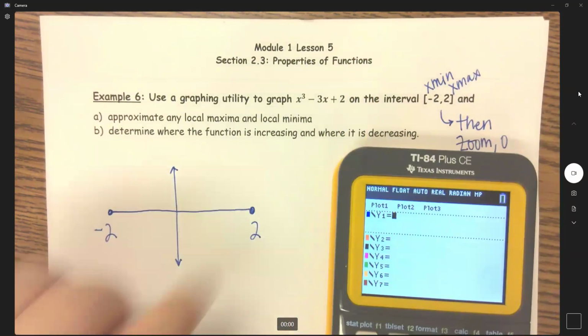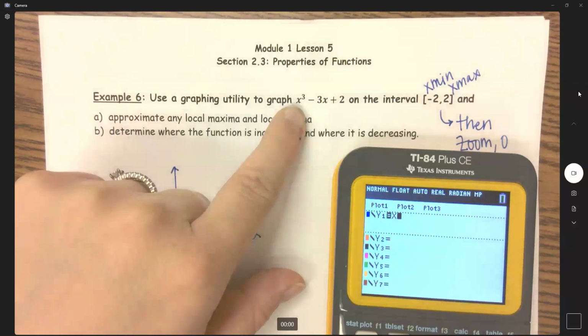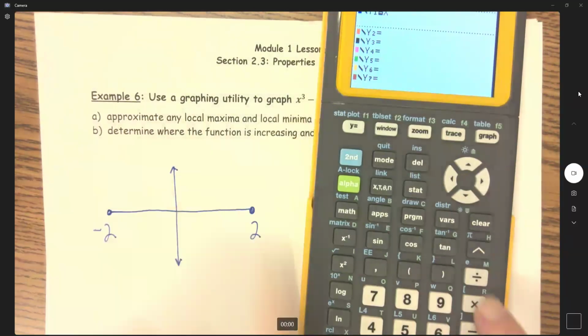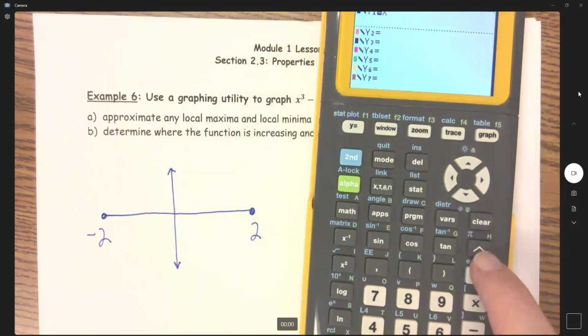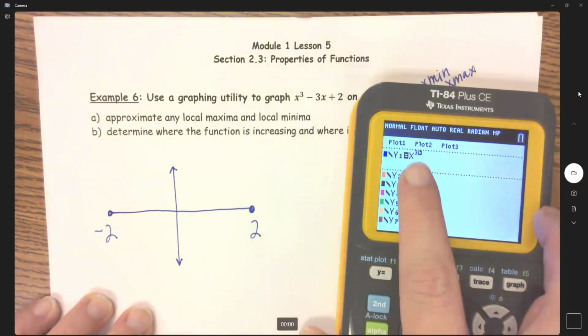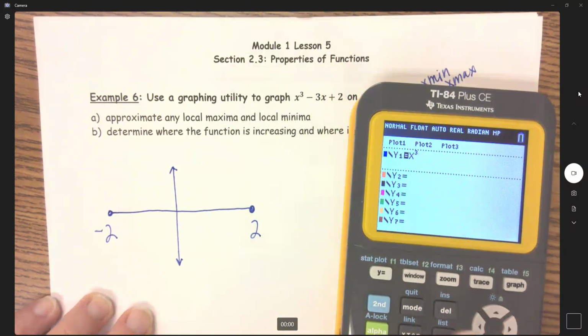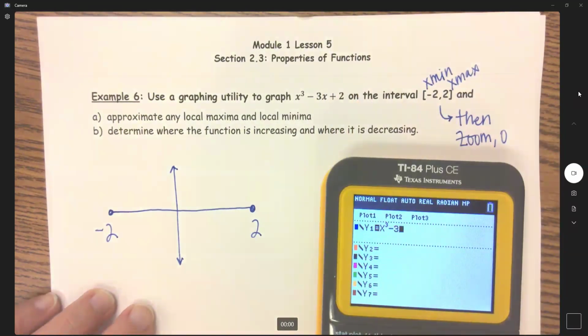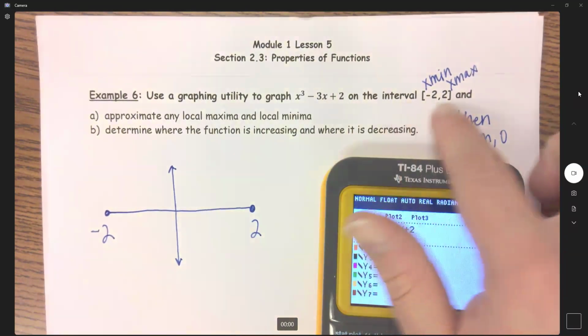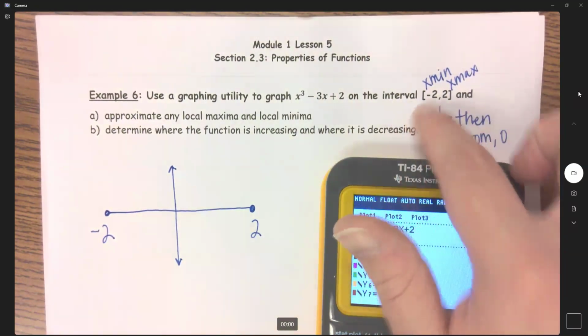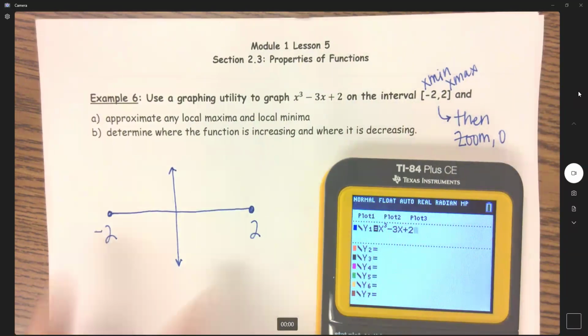So in place of y1, we are putting x cubed. And so you'll use this button here for your exponent. X cubed, notice I'm still in there, so I'm going to arrow over to get out of that exponent position. Minus 3x plus 2. It gives me my interval on where I want that interval. So I'm going to go -2 to 2, and they're talking about your x.